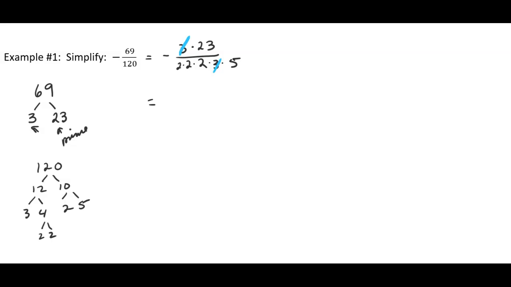So in our case, we're going to have negative. Don't forget the negative sign. 23 over, and then it's going to be 40. So you go 2 times 2 times 2, which is 8, times 5, which is 40. And that would be the answer.